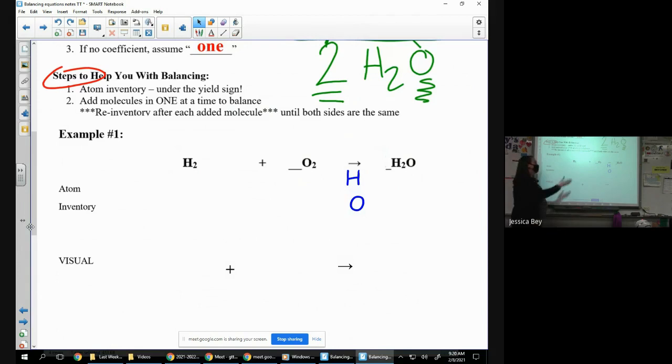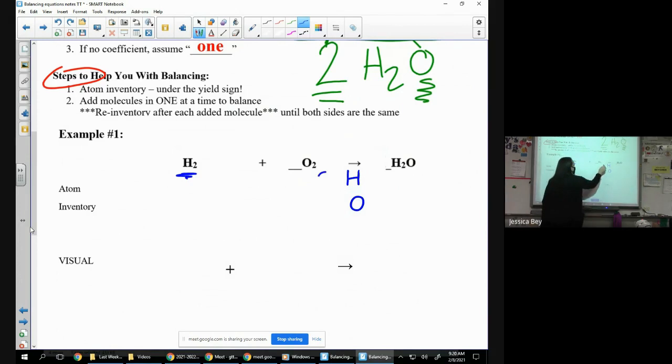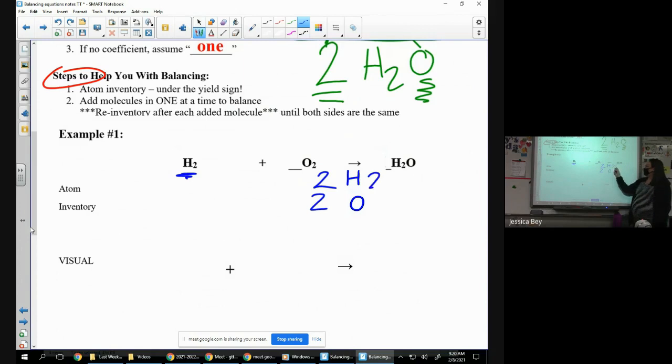Now, on the reactant side, I write how many I have. And on the product side, I write how many I have. So how many hydrogens am I starting with here? 2. Perfect. How many oxygens am I starting with here? 2. How many hydrogens am I ending with? 2. And how many oxygens am I ending with? 1.